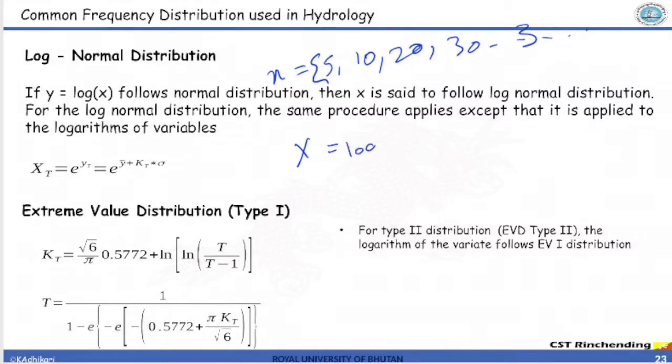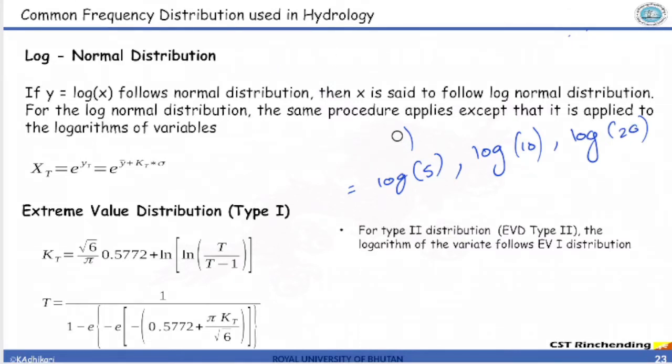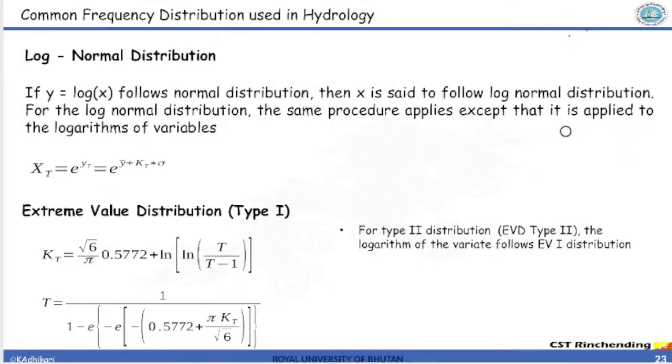We take log of x, that is, log of 5, log of 10, log of 20, and so on. You do the logarithmic transformation of the whole data set that you have. Once you do the transformation, you will see whether the transformed data set is fitting a particular distribution or not. Let's assume that it fits well in the normal distribution.